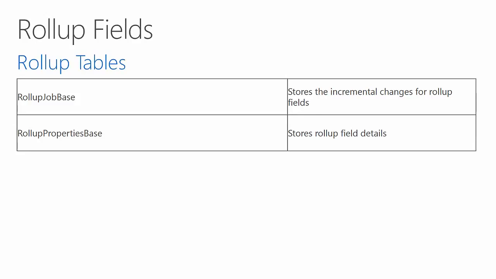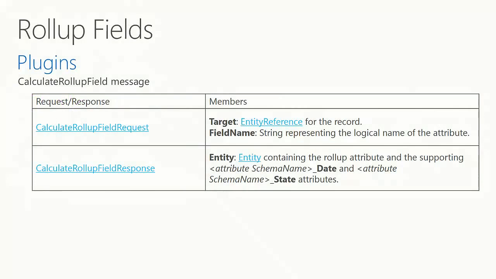For you CRM developers, we do have one additional topic to go over within the SDK. For those not trained within the SDK, or if this doesn't interest you, feel free to skip this section. Rollup fields have a new message developers can use. We'll review that now. Rollup fields support a new calculate rollup field message developers can use to calculate a rollup attribute value on demand for a single record.